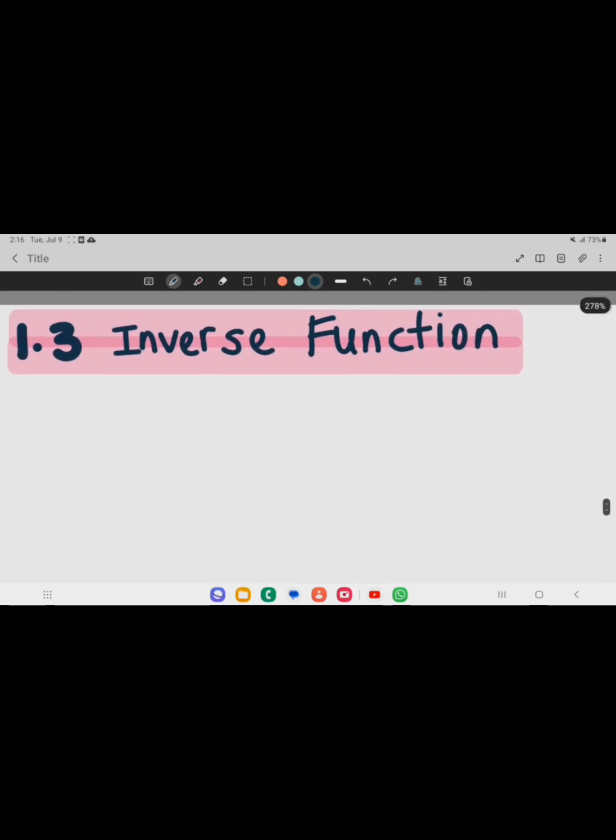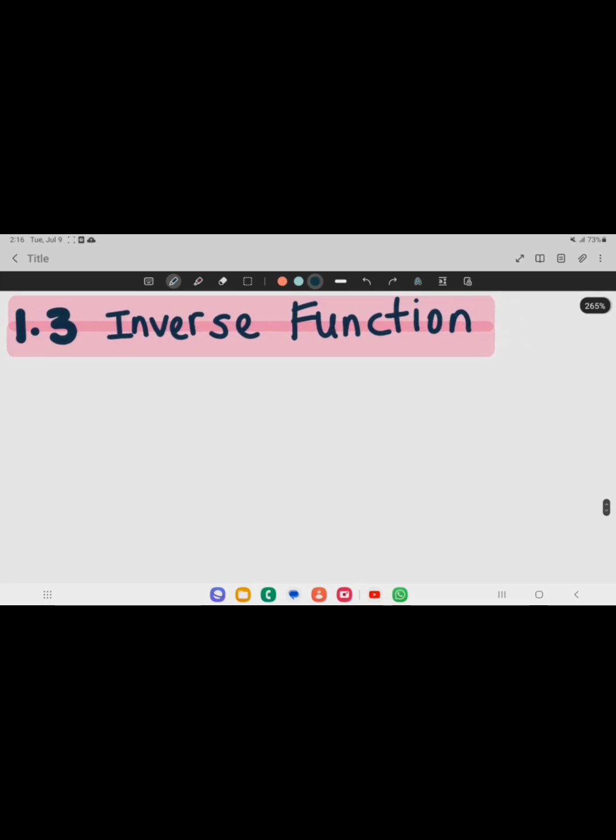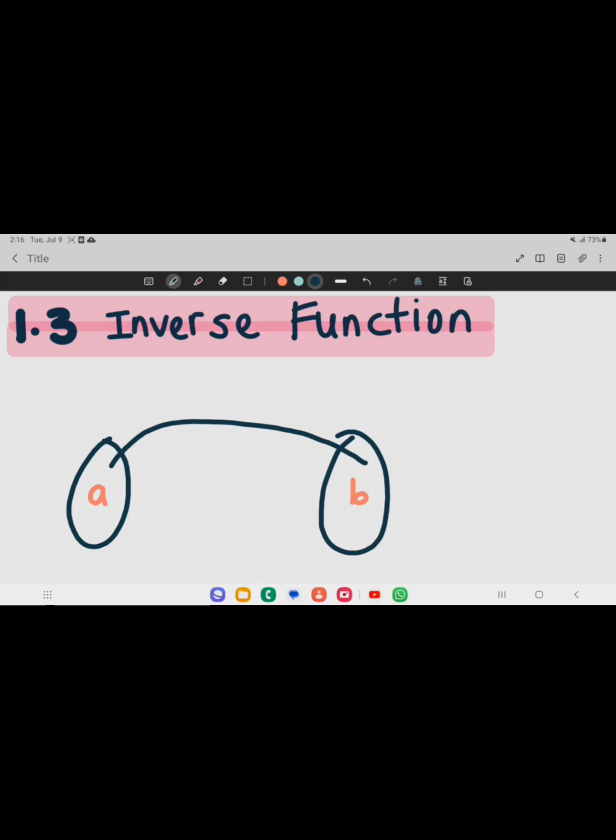Okay, so before I teach you guys about inverse function, you must know what is a function. Whenever we have two things like this, and let's say inside here we have A and this one is B. So what is actually a function? From here to here, this is what we call a function. And let's say I name the function as f.